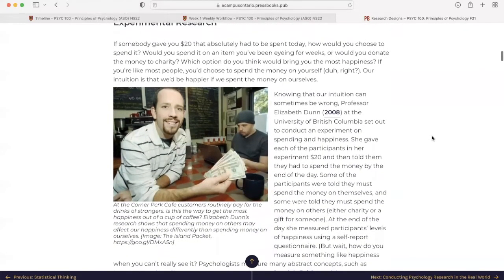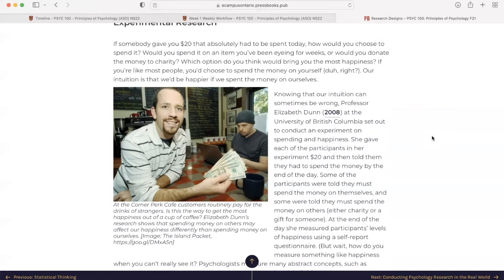Experimental research. If somebody gave you $20 that absolutely had to be spent today, how would you choose to spend it? Would you spend it on an item you've been eyeing for weeks, or would you donate the money to charity? Which option do you think would bring you the most happiness? If you're like most people, you'd choose to spend the money on yourself. Duh, right? Our intuition is that we'd be happier if we spent the money on ourselves.